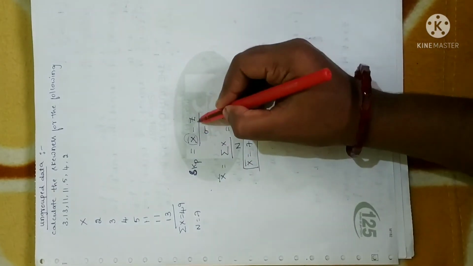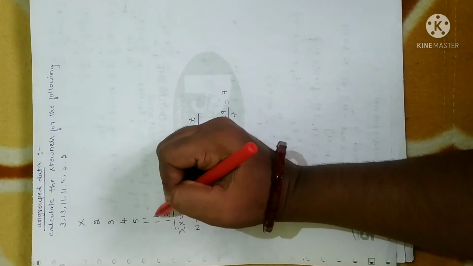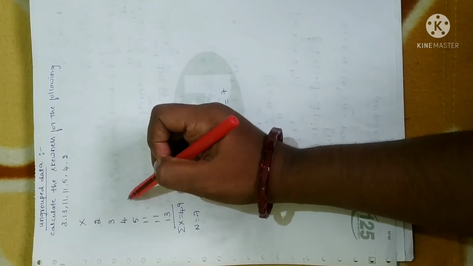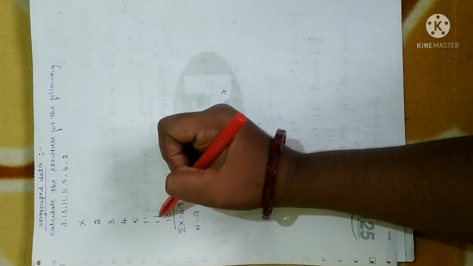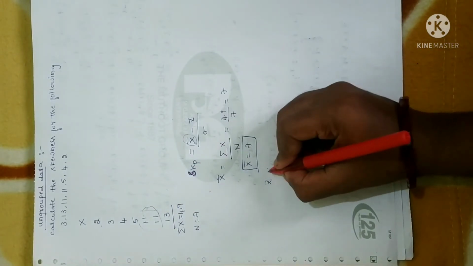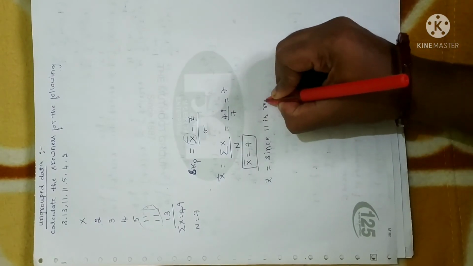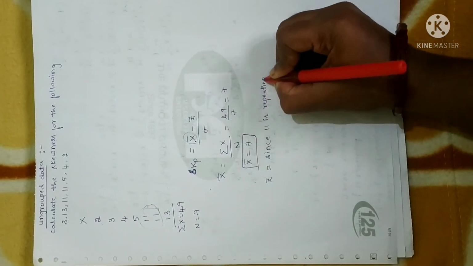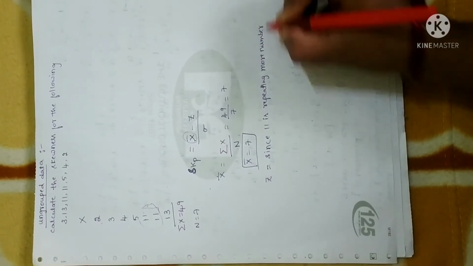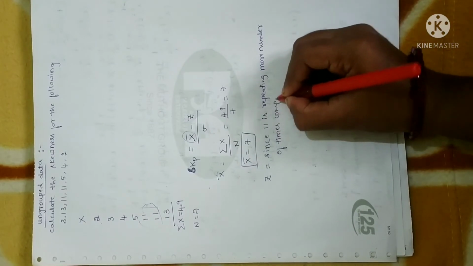Clear? Now we have to calculate Z. Z is the mode value. Mode in the sense the value which repeats more number of times. You can note that 2 is not repeating, 3 is not repeating, 4 is not repeating, 5 is not repeating, but 11 is repeating twice. So this number is repeating, so mode is 11. So let me write one statement. Since 11 is repeating more number of times compared to other values.